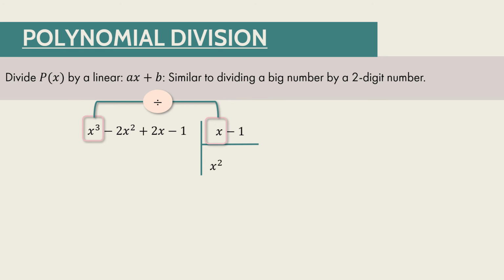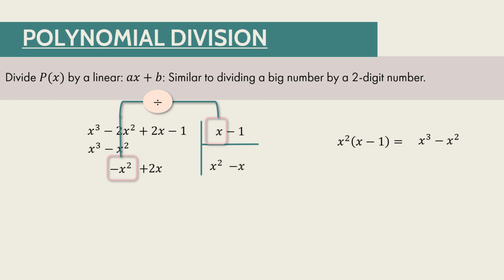Now we multiply x squared back with the divisor to get x cubed minus x squared. And now we bring that part to the dividing part to see what remains. The remaining is negative x squared. Now we need more terms because the divisor has two terms, so the dividing part also needs two terms. Now we bring down 2x to the position next to negative x squared. Again, we divide the leading term negative x squared by x. The answer is negative x.